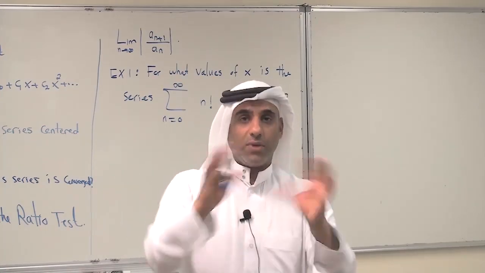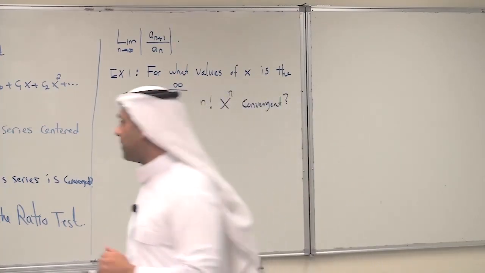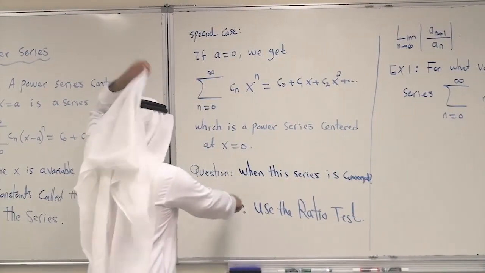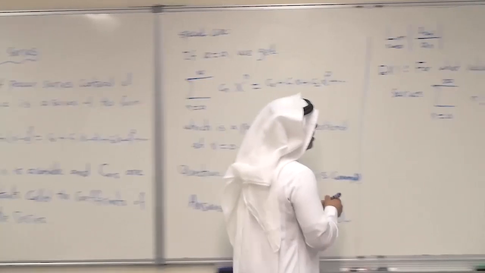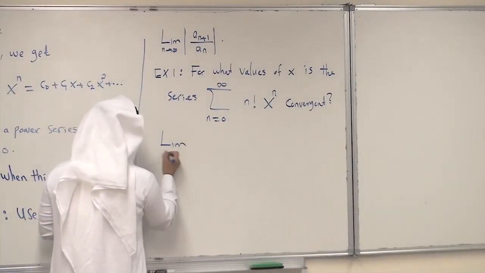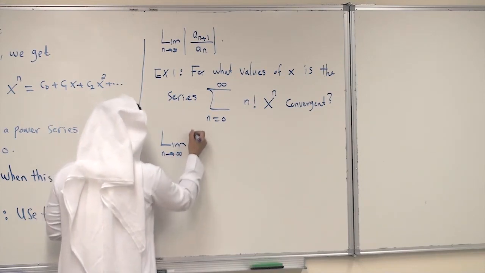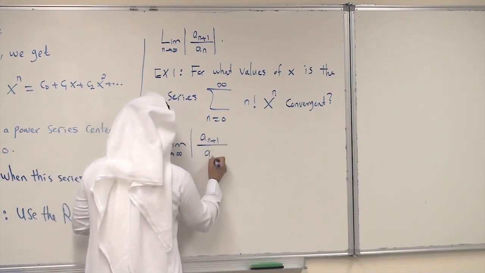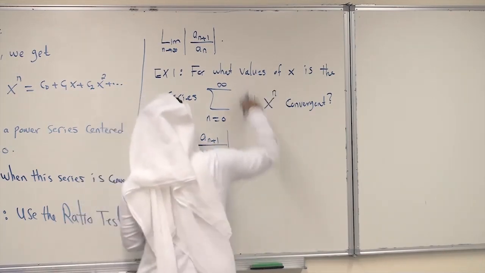Okay, this will give us the values of x where this series is convergent. Let us apply the ratio test as recommended here. What is the ratio test? The ratio test says evaluate the limit as n goes to infinity of the absolute value of a_(n+1) divided by a_n. a_n is the nth term given here.